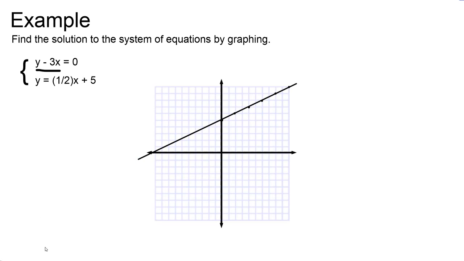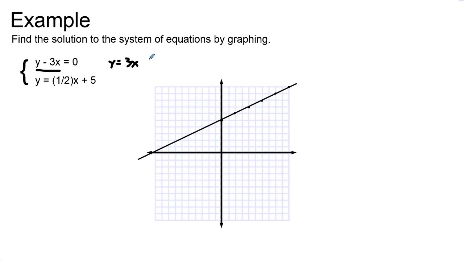Now for the other one, I first have to make sure that I put it in slope-intercept form. So I'm going to just add 3x to both sides. And when I do so, I get a nice and simple equation: y is equal to 3x.